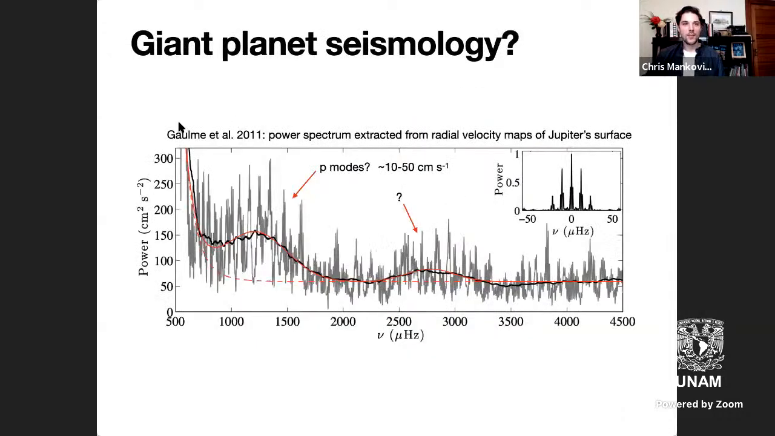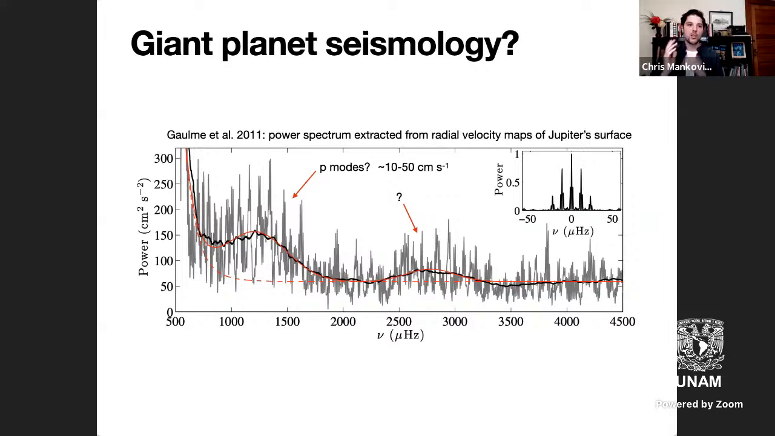So where does that leave us with giant planets? Can we do giant planet seismology? And so far the answer is, not in a way that's useful. This is a result from Nice Observatory, Gonczi et al. 2011, showing a power spectrum for Jupiter that was obtained from radial velocity maps of Jupiter's surface.